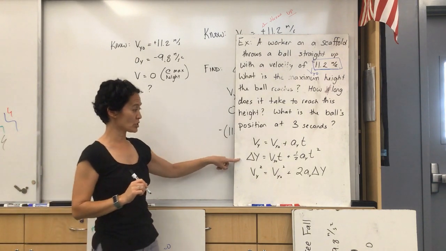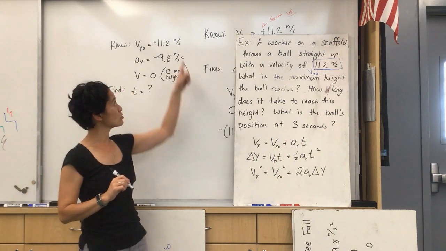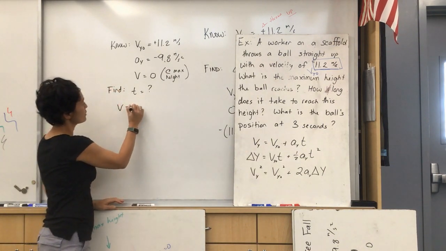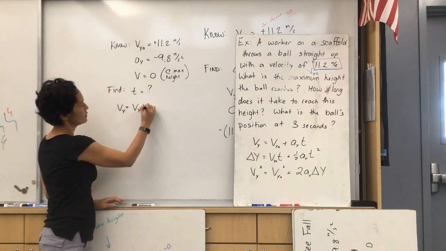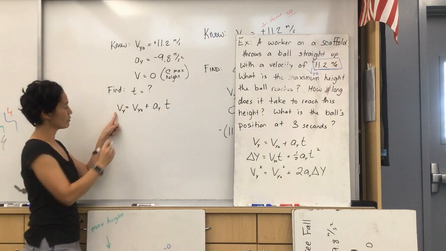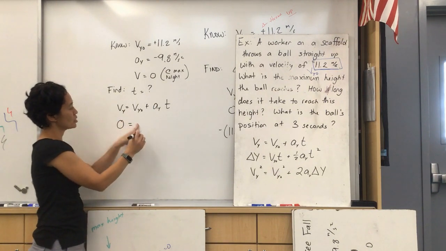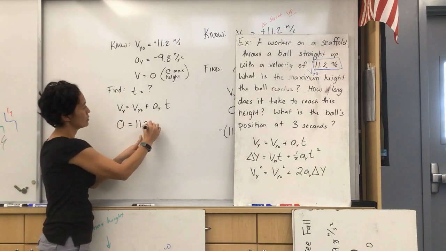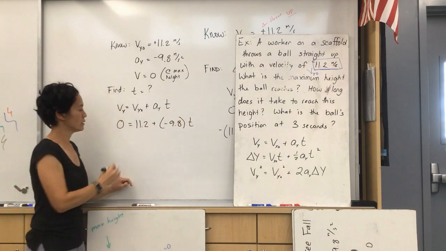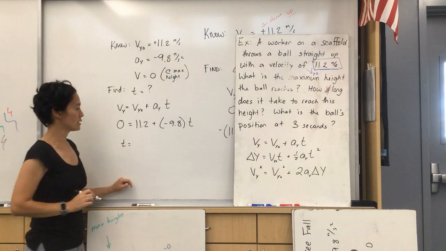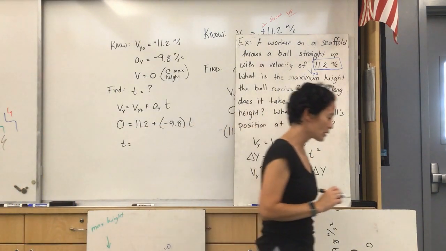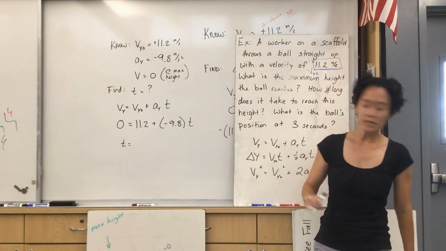Look at my three equations. Which of these equations has those four things? You should see that it's this top one. So Vy is equal to Vy naught plus ay t. My velocity at the top is 0. Initial velocity is 11.2 plus negative 9.8 t. We should be able to solve for t. t should come out to be, what did I get? 1.143.